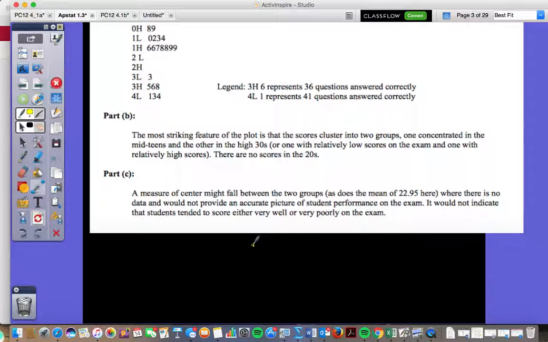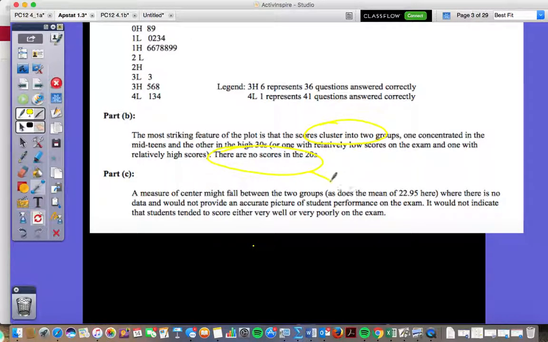All right? So here's the deal. There are two parts with this. You needed to state that it was either bimodal or had two clusters, all right? You needed to state that. That would be in the shape. If you're kind of questioning where that would be, it's mostly in the shape, describing that, okay? So you needed to say that there were two clusters. You also needed to say that there were no scores in the 20s.